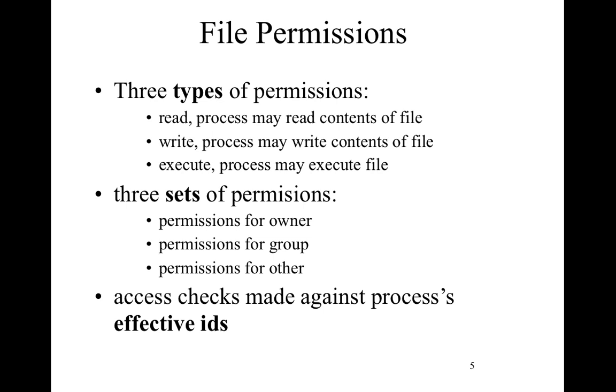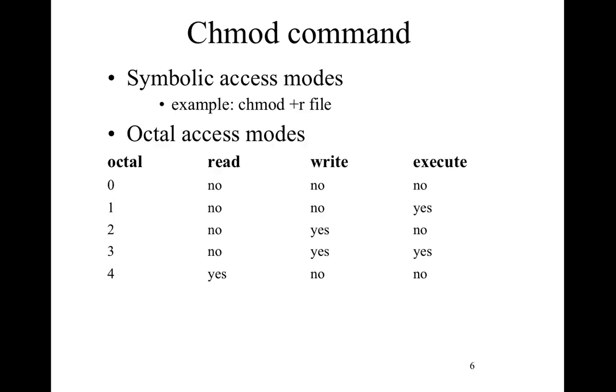So access checks are made against the process's effective IDs. That's what the kernel calls them. The effective IDs are the ones that are located in the inode list, because all the stuff is in the inodes. So the inodes are going to store all this stuff. We're going to look at the effective IDs, and the root can change all of the effective IDs.